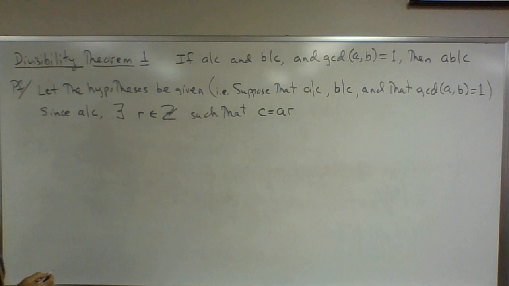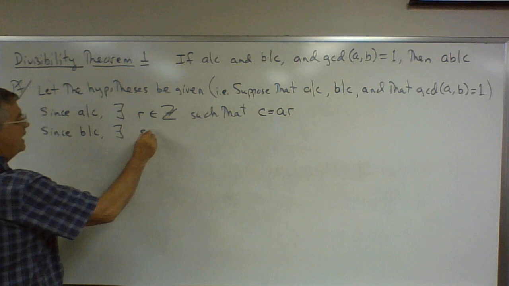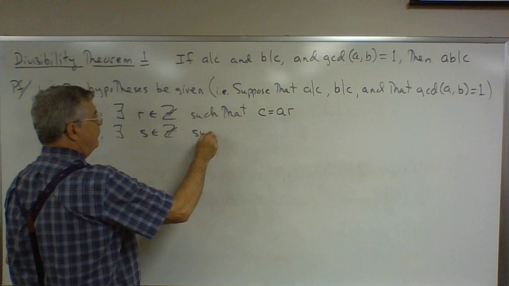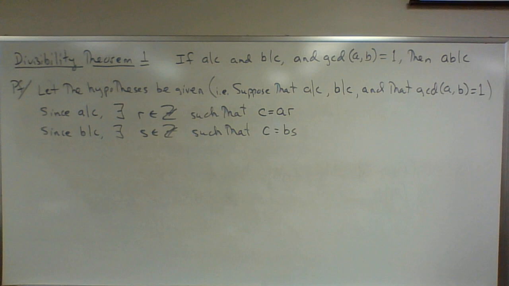Now what do I do? I don't know. So I'll try to see what another hypothesis can do for me. Since B divides C, what does that mean? There exists an integer, we'll call it S, such that C is equal to BS. And what do I do with both of those? I have no idea.